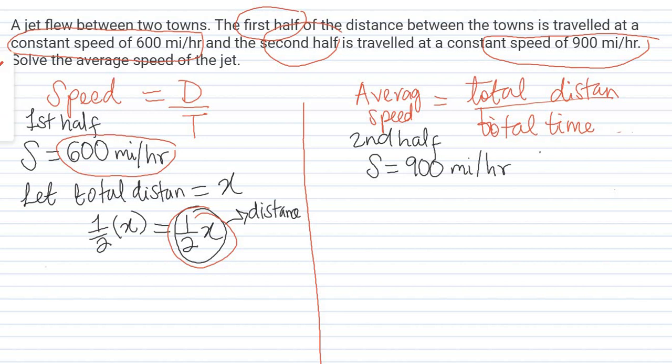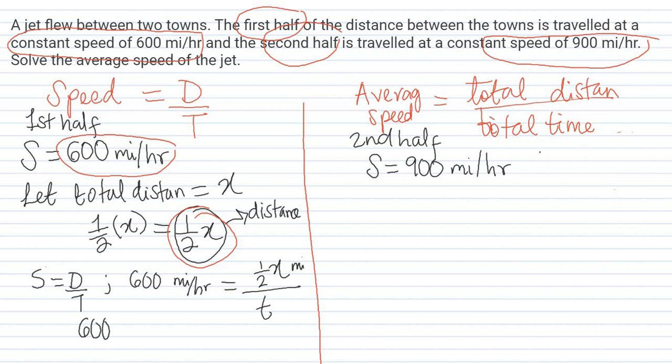So speed equals distance over time is going to be the same thing as 600 miles per hour equals distance, which is 1/2 x miles, and then t as in time. That's it. So basically, we just have 600 equals 1/2 x over t. So that's that one. And on the other side, we're going to do the exact same thing.